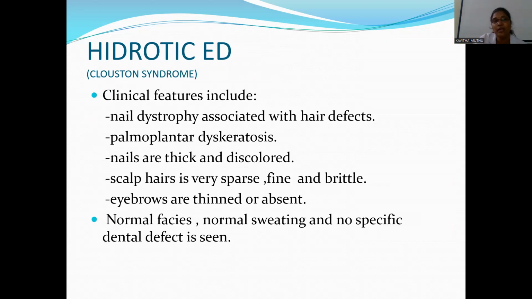Now we are moving to hidrotic ectodermal dysplasia, and here the clinical features include nail dystrophy associated with hair defects, palmoplantar dyskeratosis. The nails are thick and discolored. Scalp hairs are very sparse, fine and brittle. Eyebrows are thin, and you can see a normal face over there, in contrast to hypohidrotic ectodermal dysplasia. And the sweat glands are not affected here. Okay, and there is no dental deficit also.